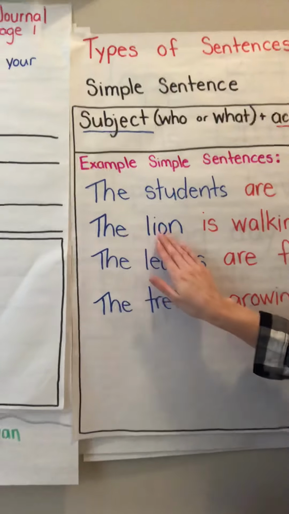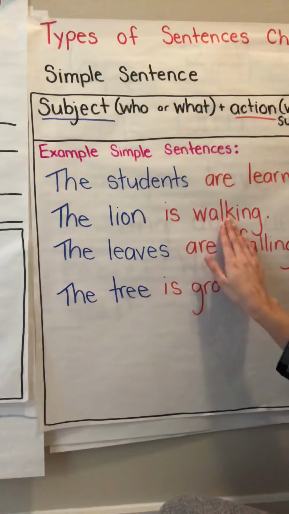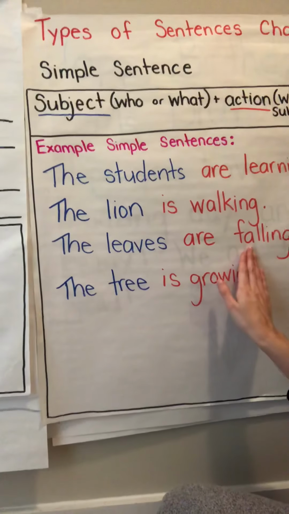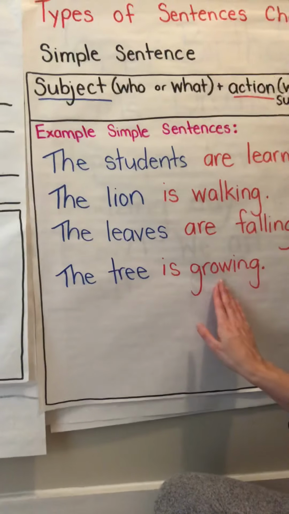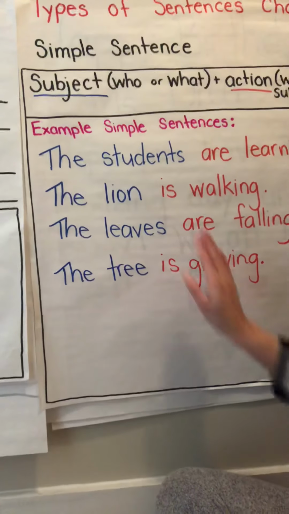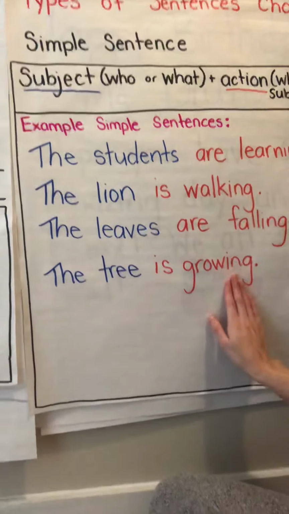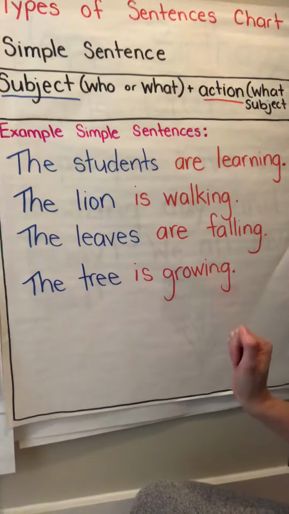So again, for the first sentence, the students is our subject, learning is our action. Then we had the lion was our subject, is walking is our action. The leaves was our subject, are falling is our action. The tree is our subject, and is growing is our action. So again, you'll have just two parts, the subject and the action, to make a simple sentence. And then don't forget your punctuation at the end.